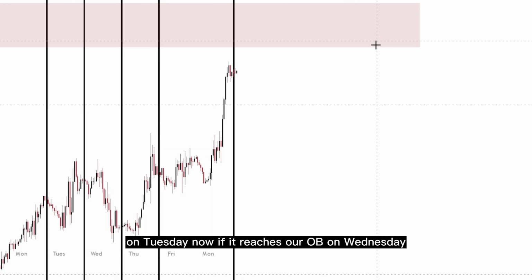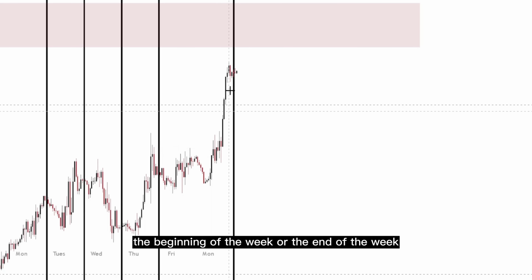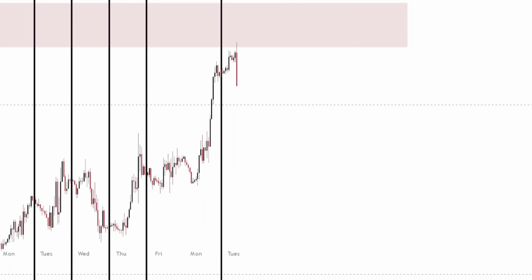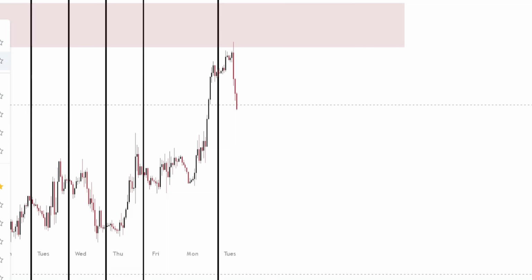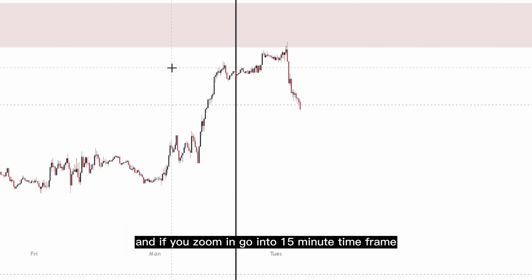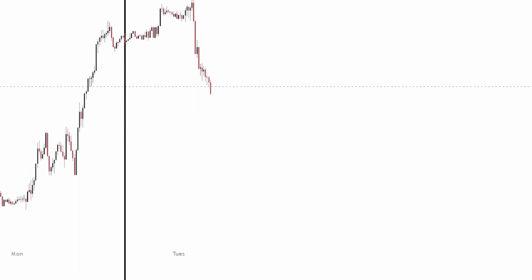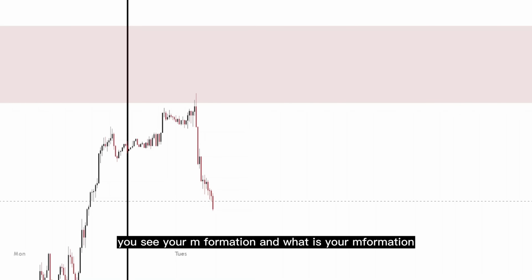Now, if it reaches our OB on Wednesday, this is not a part of our weekly cycle because we said the traps only occur in the beginning of the week or the end of the week. And here is your reaction. And if you zoom in, go on the 15-minute time frame, what do you see here? You see your M formation.